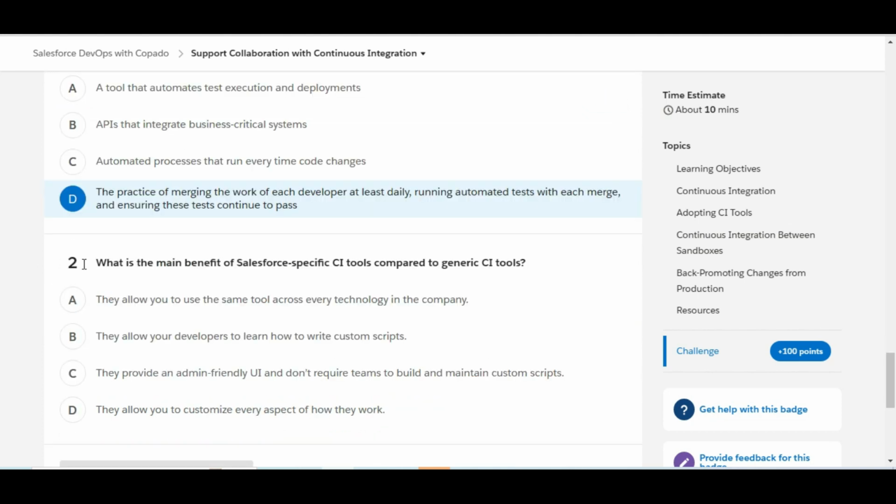Let's move to the second one. What is the main benefit of Salesforce-specific CI tools compared to generic CI tools? They allow you to use the same tools across every technology in the company. This is false. They allow your developers to learn how to write custom scripts. This is also false. They provide an admin-friendly UI and don't require teams to build and maintain custom scripts. So yes, C is the right answer for the second question.